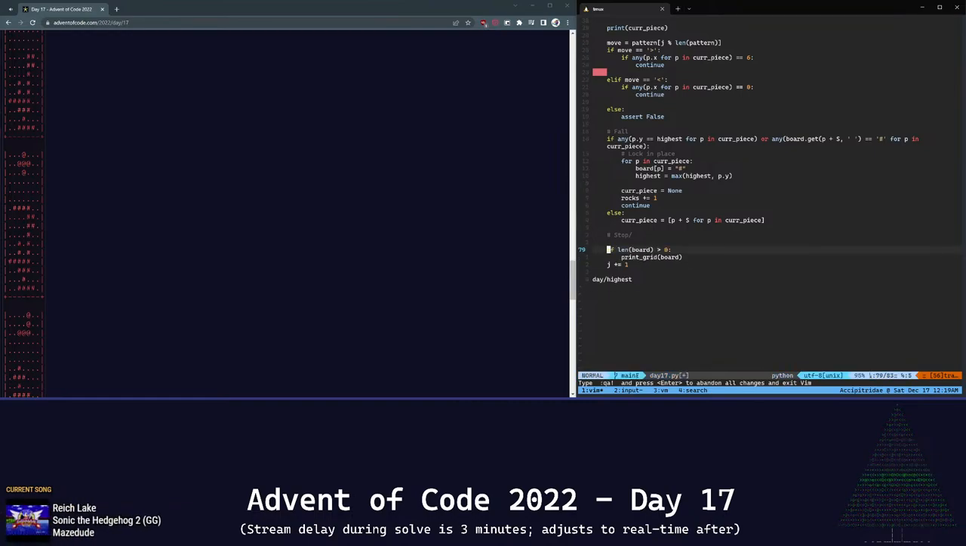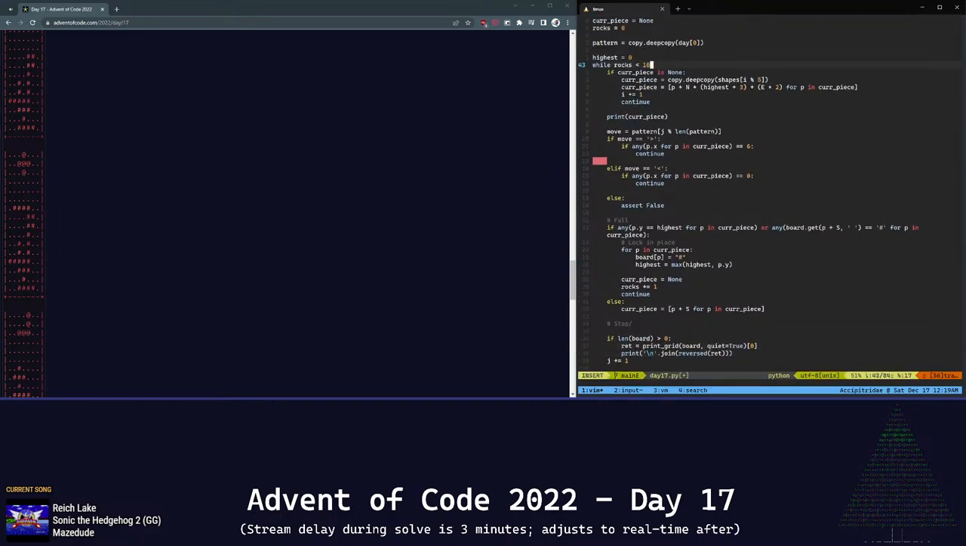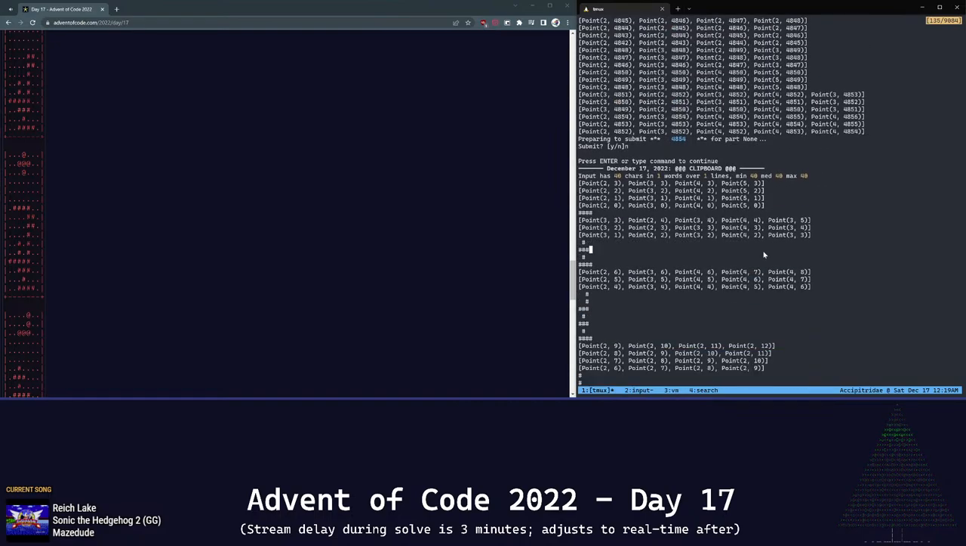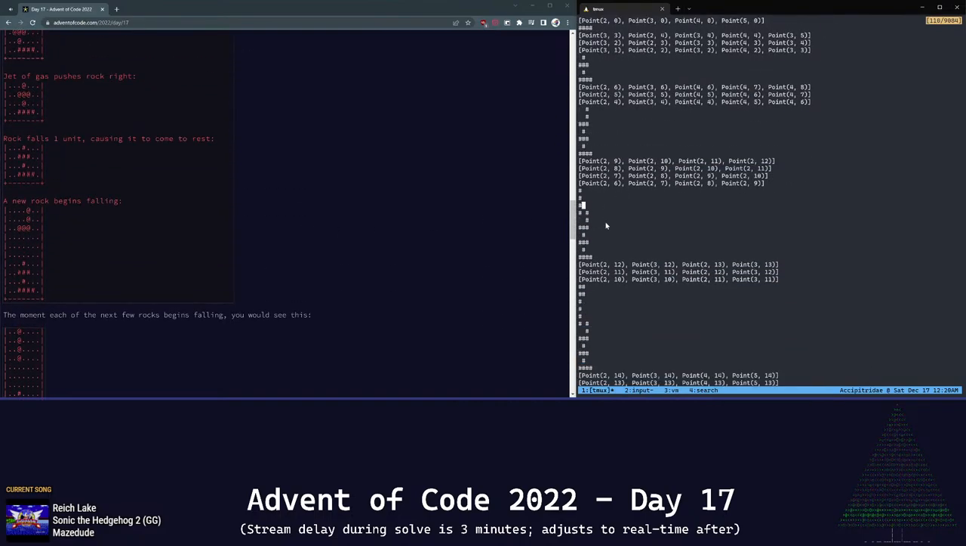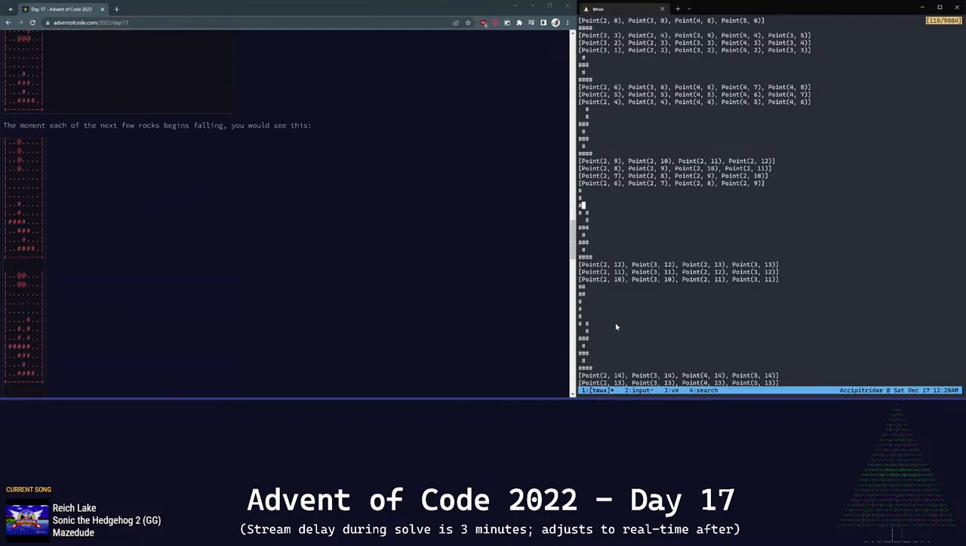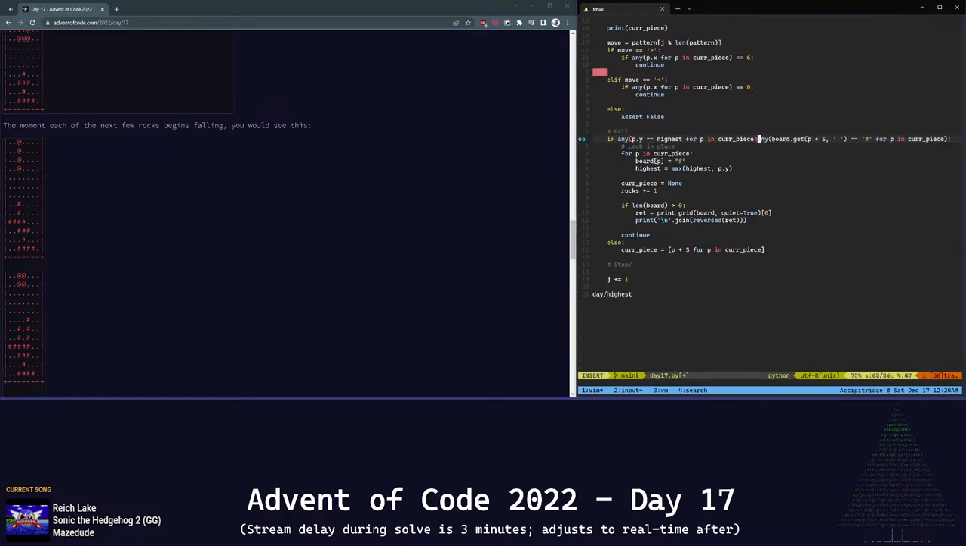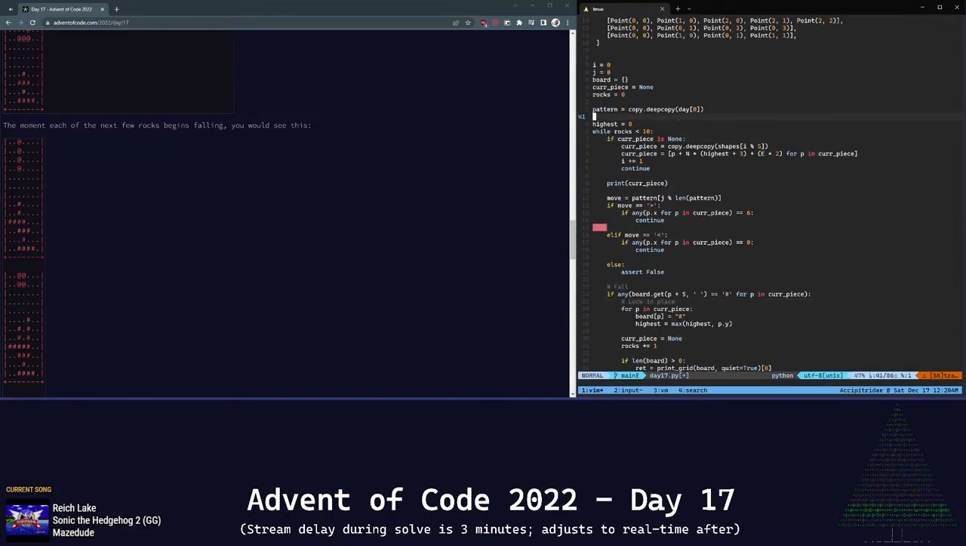I need to visualize this, so let's do this. I'm not clever enough to do this without visualizing it. Okay, I see. This condition doesn't make sense. It's mostly this, but we should just say.